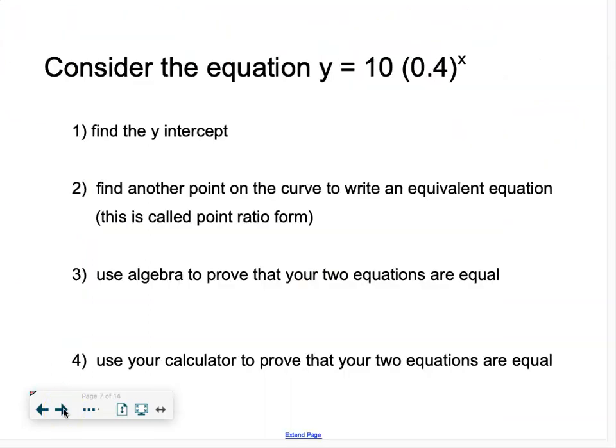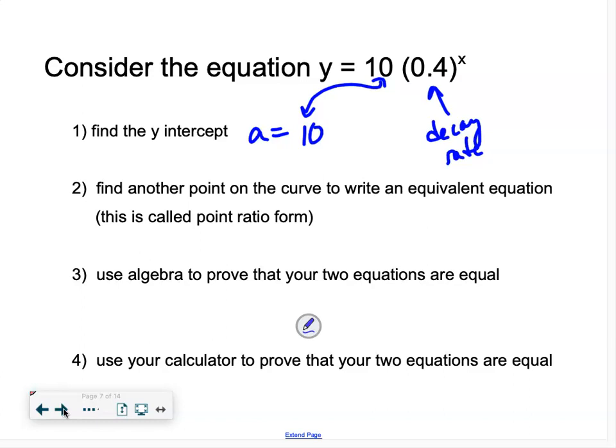Okay, so consider the equation y equals 10 times 0.4 to the x. Find the y-intercept. The y-intercept is that number right here. It's that 10 that's in front. And then of course, if we wanted our rate of growth, our growth rate would be 0.4. I'm just going to write that down. Actually, I'm going to call it the decay rate because it's less than 1, so let's call it rate of decay.